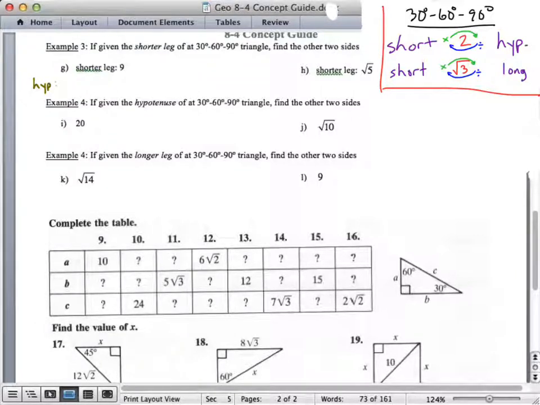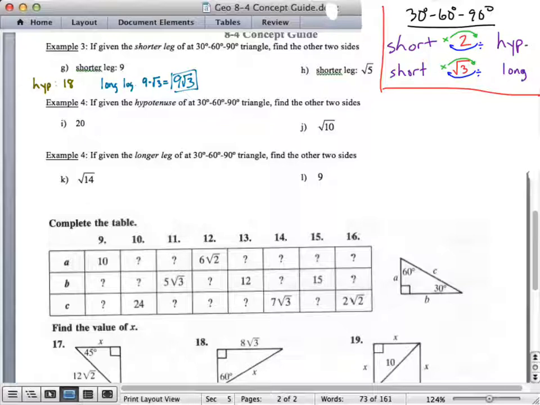If you're going to go from the short leg to the hypotenuse, you will multiply by what? 2. 9 times 2 is 18. Done. If you're going from the short leg to the long leg, you're going from the smaller thing to the bigger thing. You multiply by what magic number? The square root of 3. This just becomes 9 square root of 3.